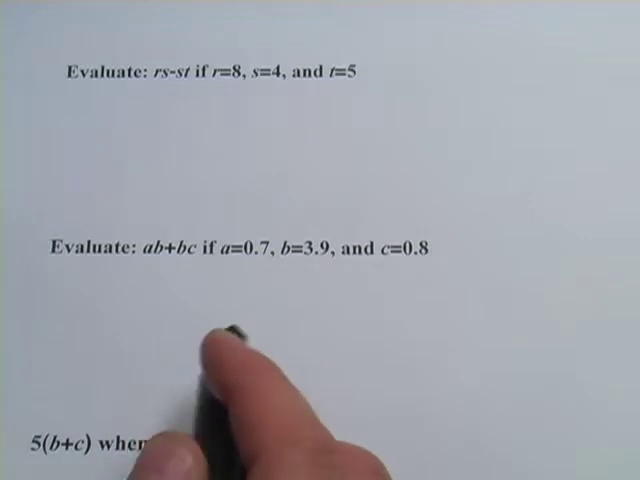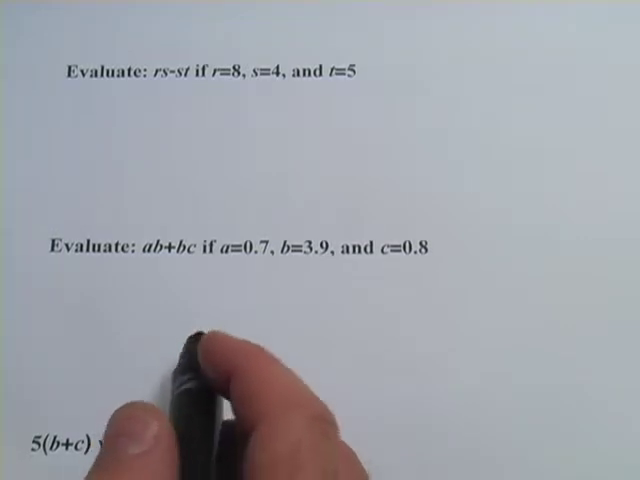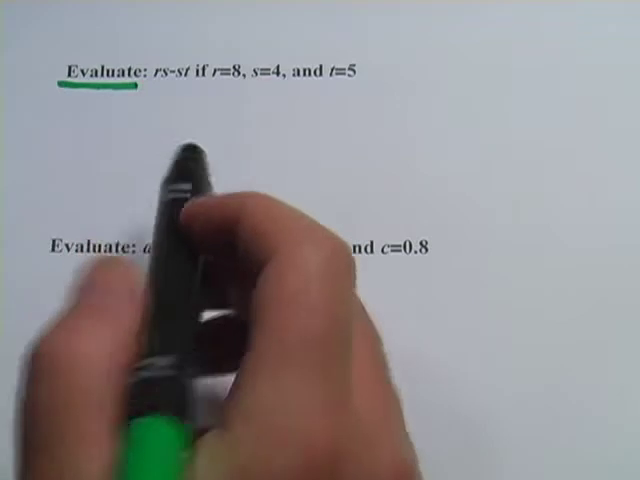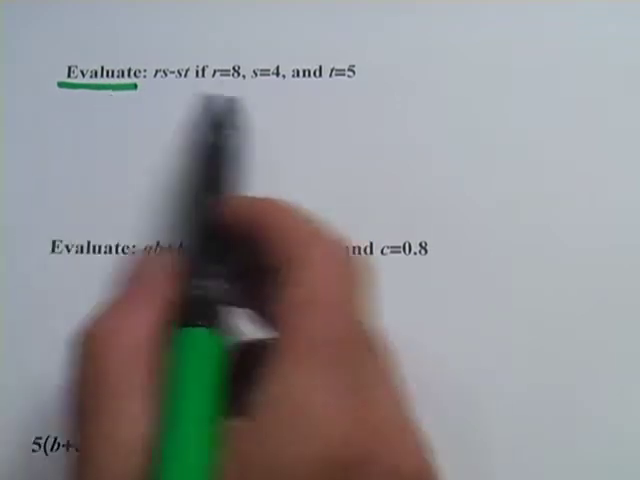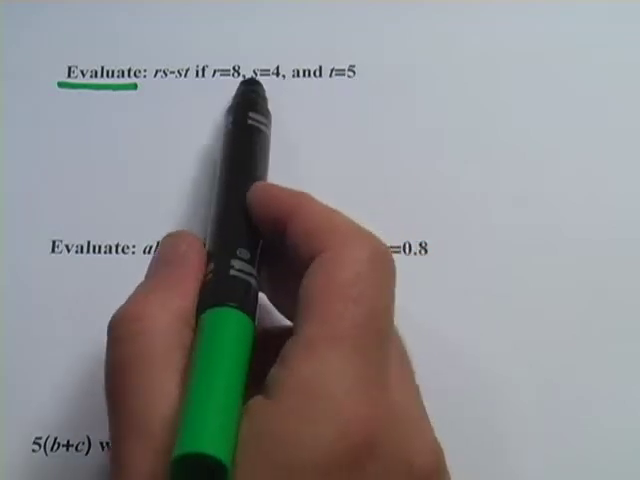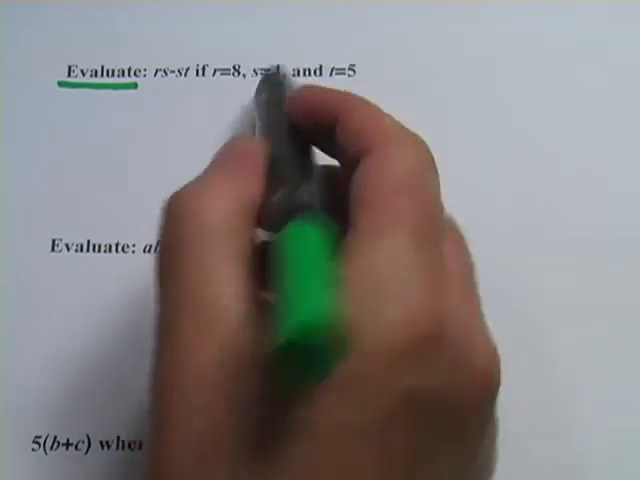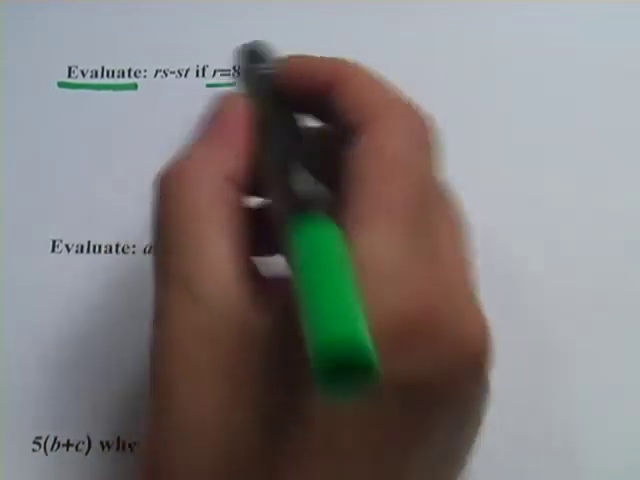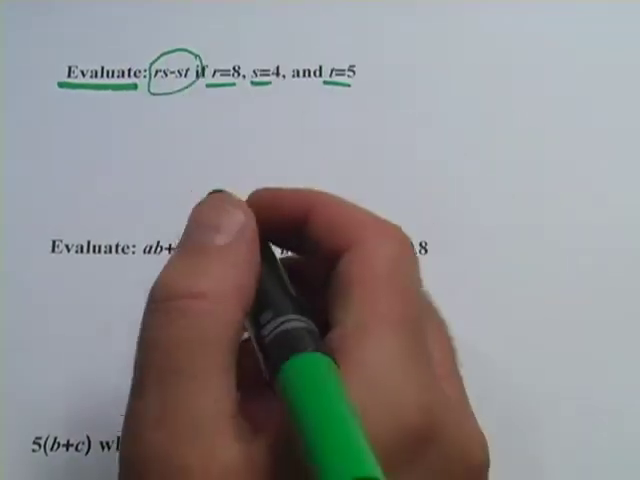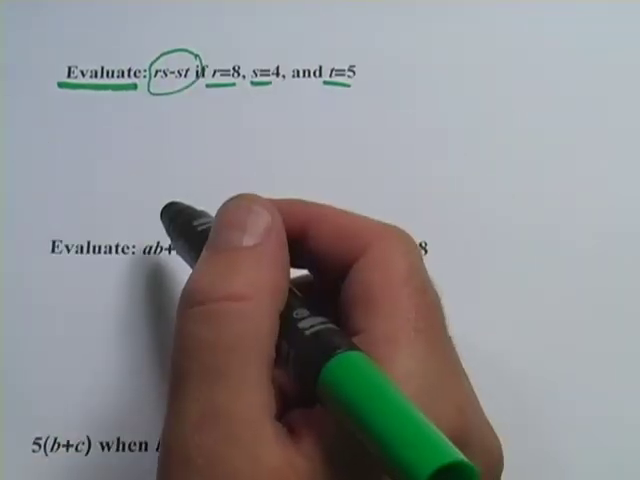In these problems, we have to do something called evaluating. We have to evaluate these expressions. All that means is that they give you some numbers that sub in for the letters. So here it says s equals 4 and t equals 5, and r equals 8. And we have to sub those in this expression and then calculate it, do the arithmetic.